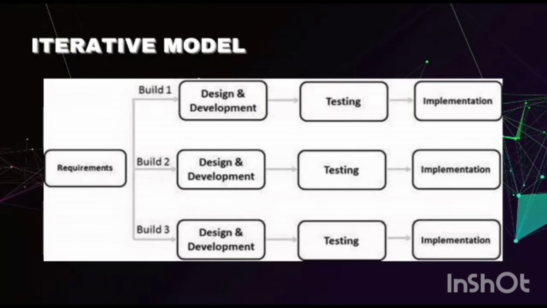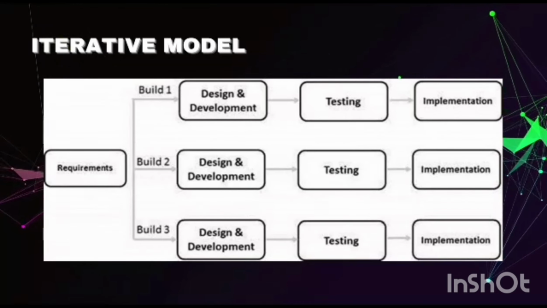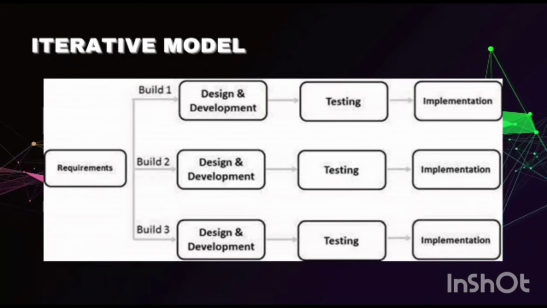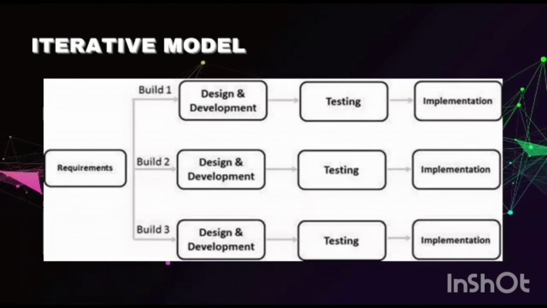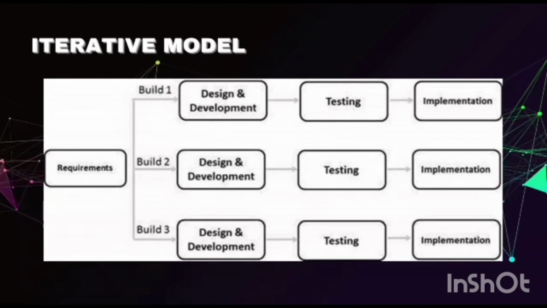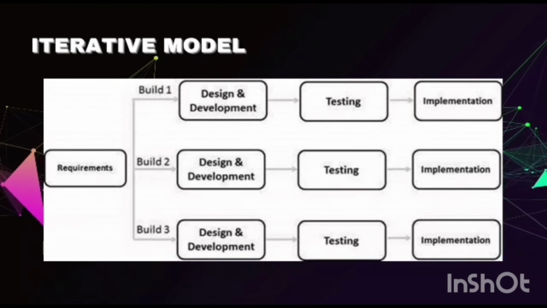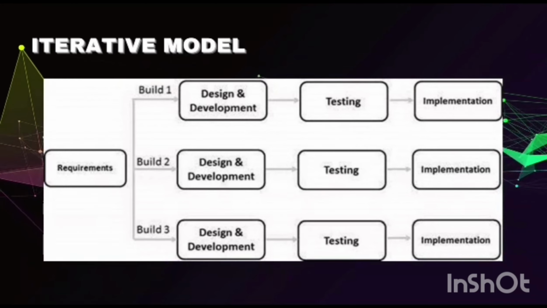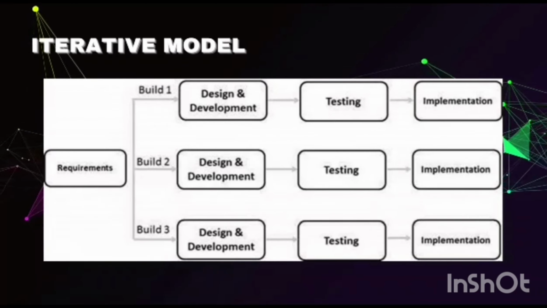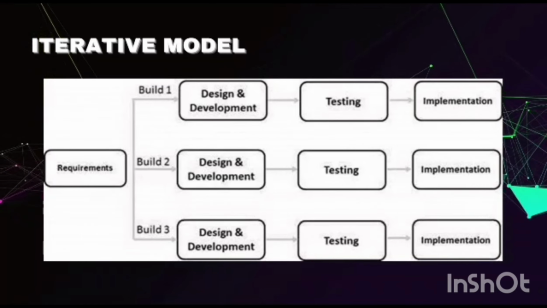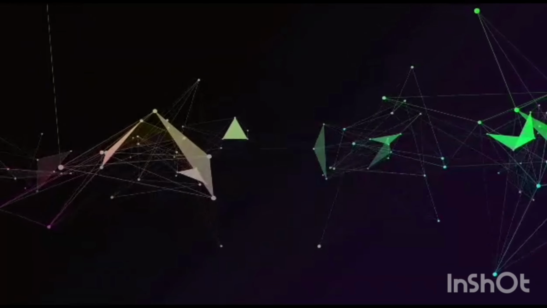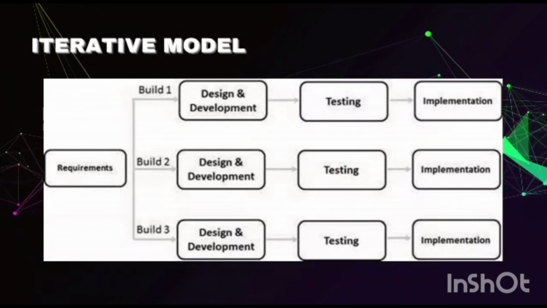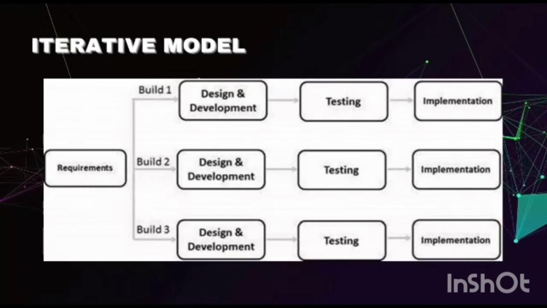In the iterative model, the iterative process starts with a simple implementation of a small set of the software requirements and iteratively enhances the evolving versions until the complete system is implemented and ready to be deployed. At each iteration, design modifications are made and new functional capabilities are added. The basic idea behind this method is to develop a system through repeated cycles and in smaller portions at a time. The following illustration is a representation of the iterative and incremental model.